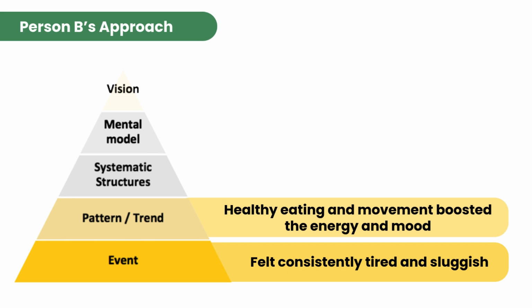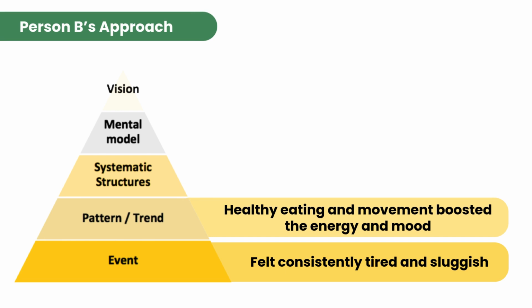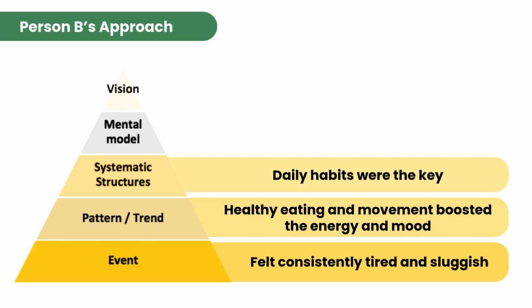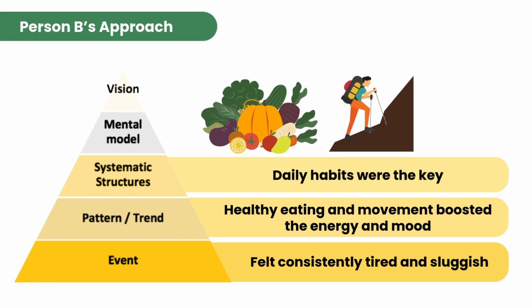How did Person B interpret this at the systematic structure level? At the systematic structure level, Person B concluded that their daily habits were the key. They realized that focusing on consistent healthy eating, like adding more vegetables, cooking at home more often, and incorporating regular physical activity they enjoyed, like hiking or dancing, created a sustainable and positive system for them.